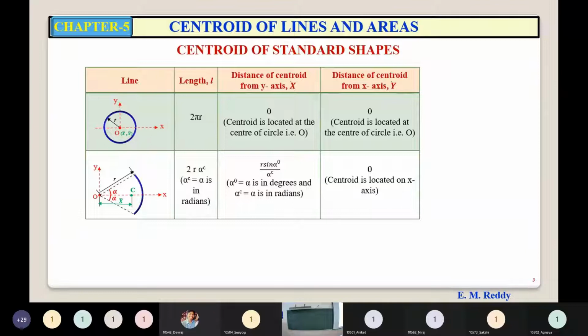In the arc of a circle, the length of the arc is given by 2r alpha, where alpha is in radians. It is half the angle made by the arc with respect to the center. If you see the figure, the total angle is 2 alpha. This circular arc is symmetrical about the x-axis, therefore y bar is 0 and x bar is given by r sin alpha upon alpha. In the numerator, alpha is in degrees, in the denominator in radians.